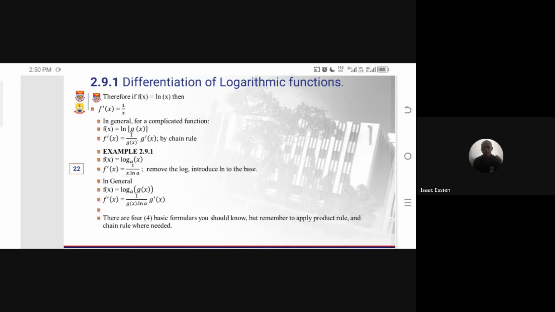And then an example. I believe we've solved this. f of x is equal to ln a of x. Yes, we've done that. And so they are giving you the general form. They are saying that when it is log a of g of x, the general form when you are finding the derivative will be 1 over g of x ln a times g prime of x. So you should keep this basic formula in your mind, but remember to apply the product rule where needed.